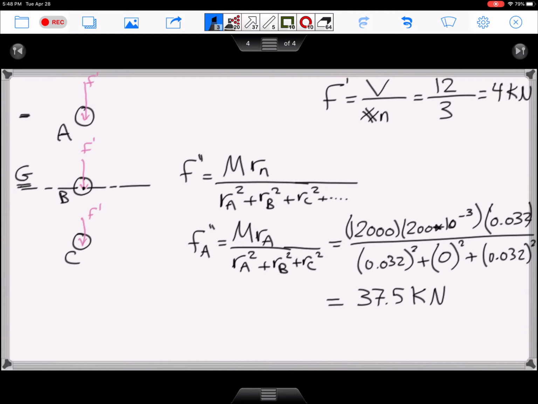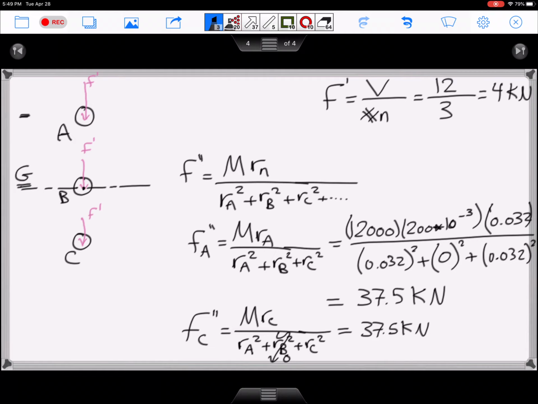For bolt C, same thing. I'm just going to write down the formula, and it's going to be the same exact value, because they're equally spaced from each other. But let's write down the formula. M, the moment, times RC over RA squared plus RB squared plus RC squared. And remember, RB is 0. You plug in the same values, and you end up with 37.5 kilonewtons for F double prime C.